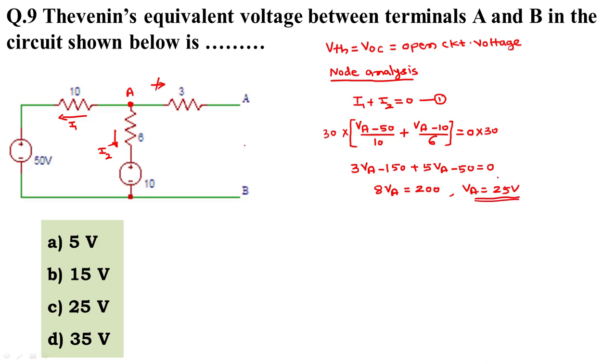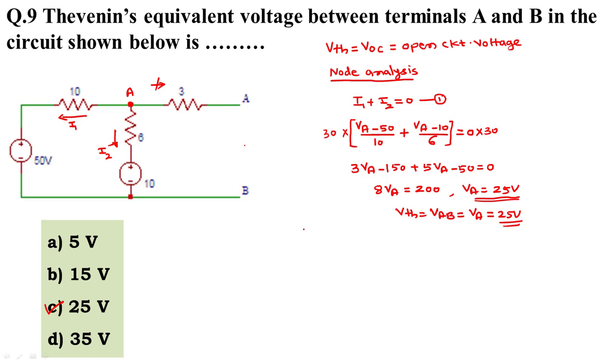Now whatever the question is there, the question is to find out the Thevenin's equivalent voltage. So that is nothing but VTH, which is nothing but VAB, that is nothing but VA, and that value comes out to be 25 volt. So this option number C is the correct one.